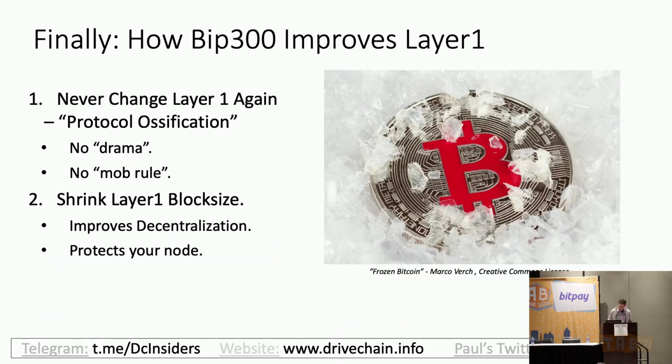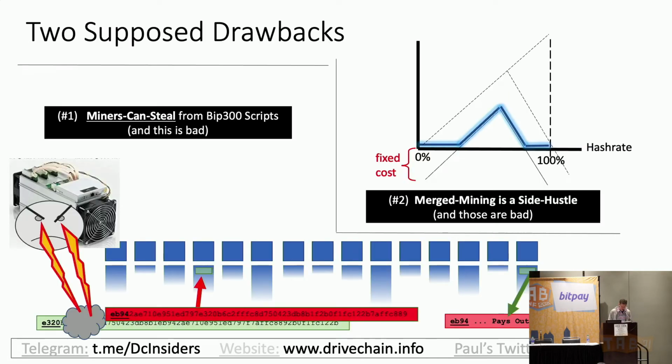Oh, sorry. Let me say also that furthermore, in my opinion, BIP 300 is the only practical way of eventually forking the layer 1 block size down to 350K, which I know at least some Bitcoiners claim to want, because it would improve decentralization. So this is the two drawbacks.